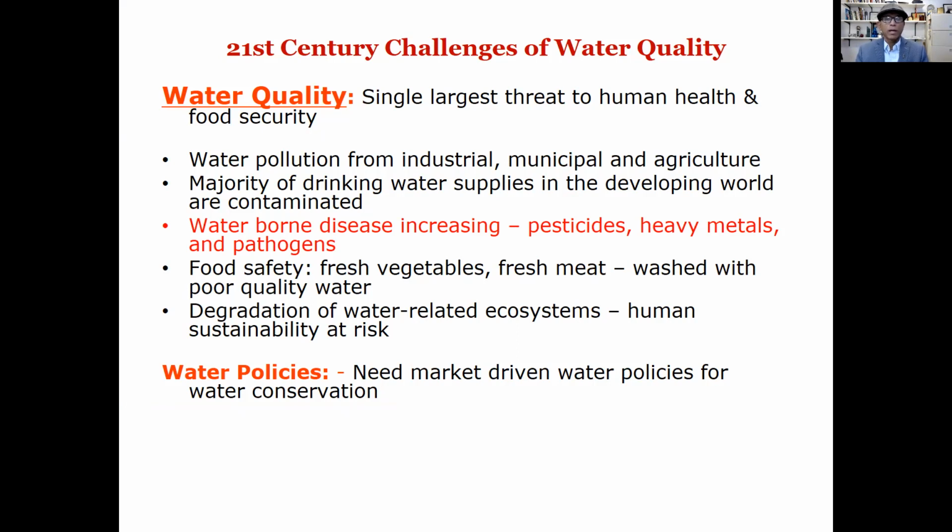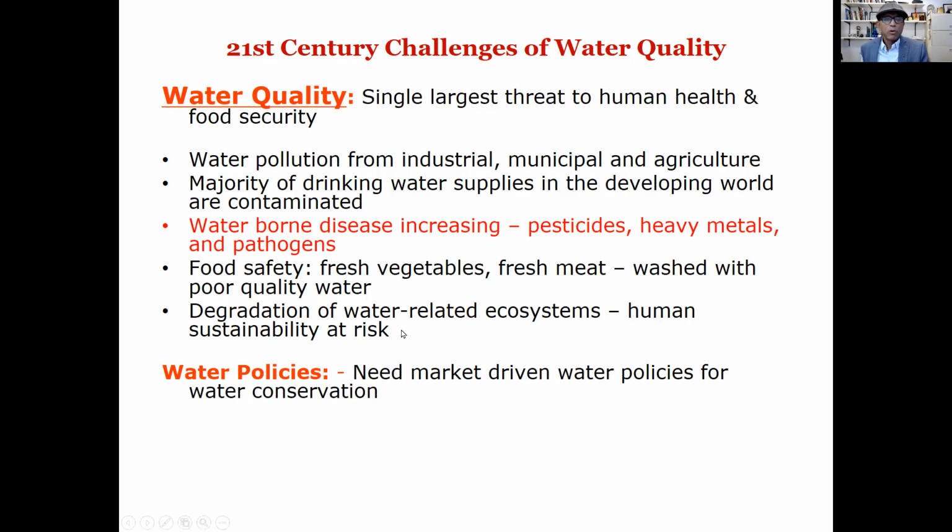We know that a lot of waterborne diseases are happening, and they're increasing from pesticides, heavy metals, nutrients, and pathogens. Microbial pathogens contribute significantly to the pool of diseases that humans suffer. Food safety is a big issue. When you wash fresh vegetables or meat with water that is of bad quality, we may have severe health problems. Our whole water-related ecosystem is degraded, and that's why we say that our human sustainability can be at greater risk.